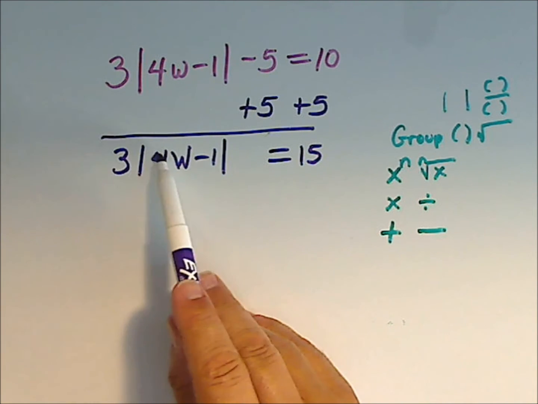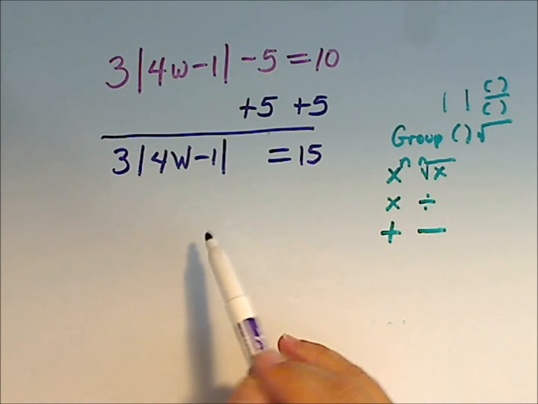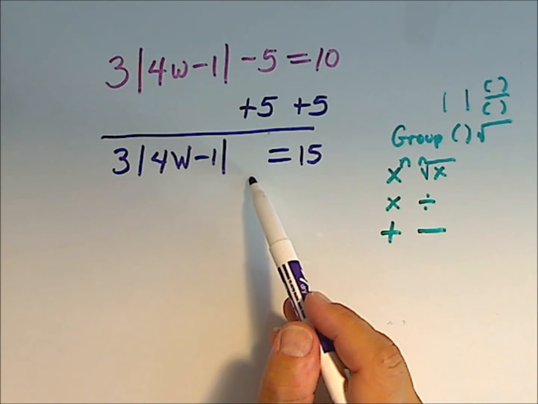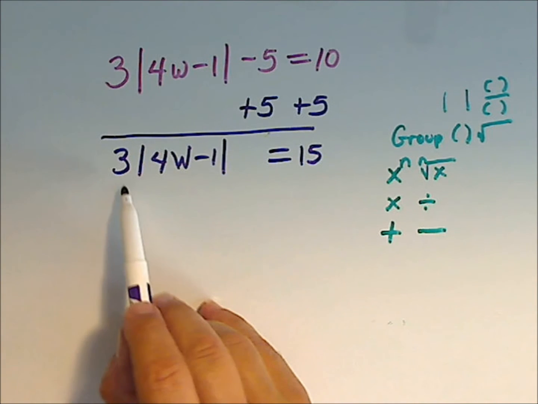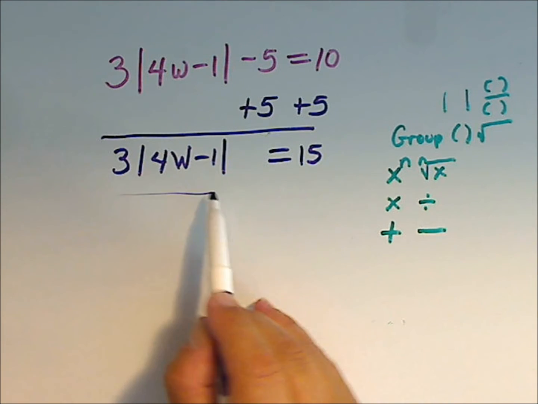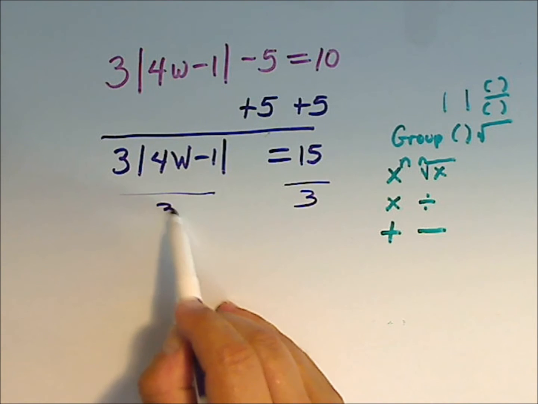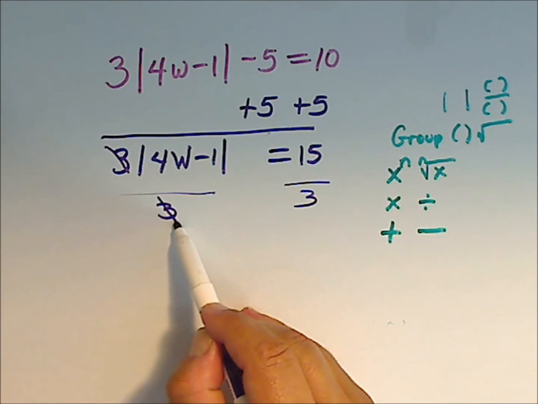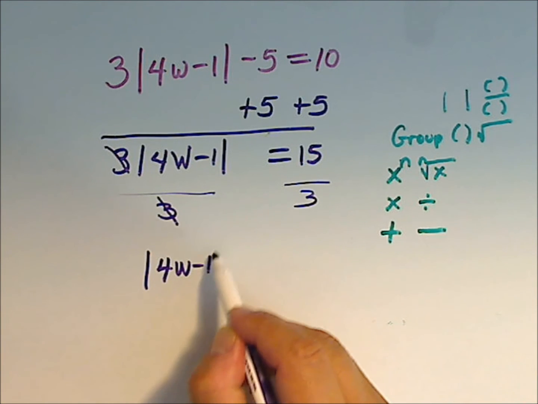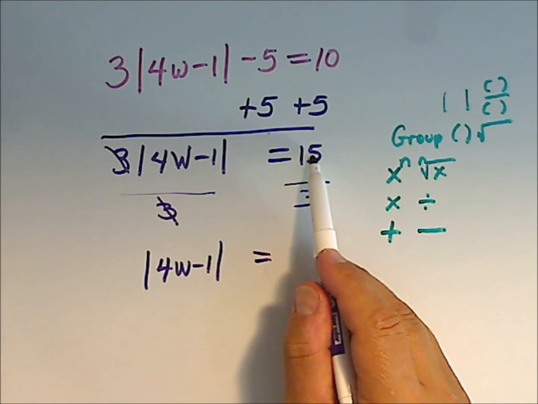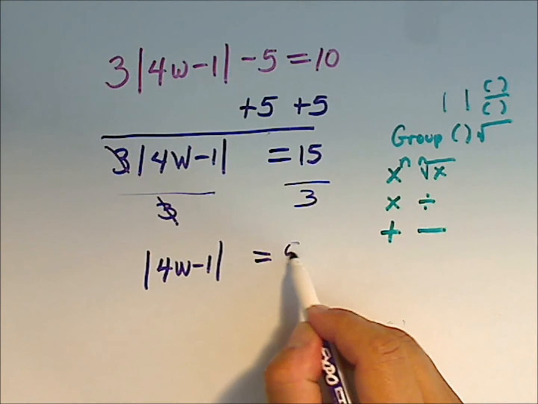Some people ask, can they distribute? Yeah, you can. But we're not going to. I'm going to simply say, is there anything I can multiply or divide by? And the answer is, I can divide by a 3. So I'm going to divide both sides by a 3. 3 divided by 3 is 1. So I'm left with the group of 4w minus 1 equals 15 divided by 3, which is 5.